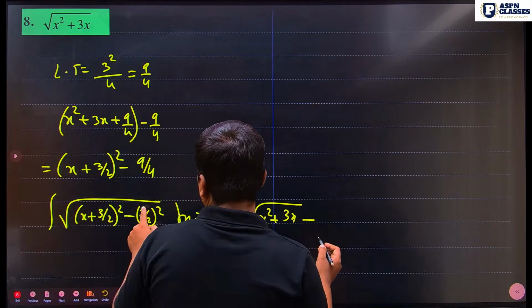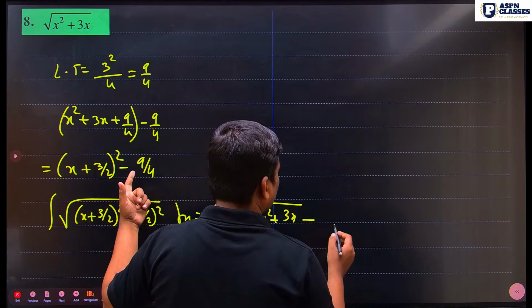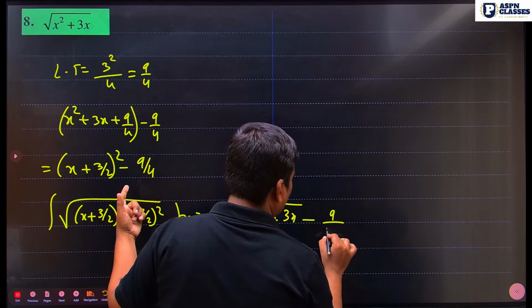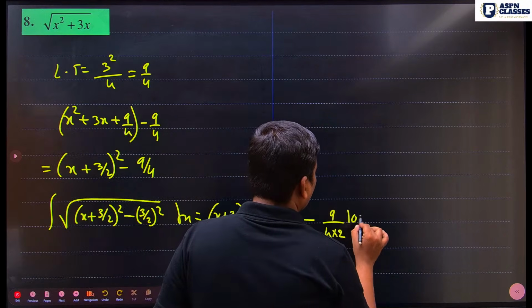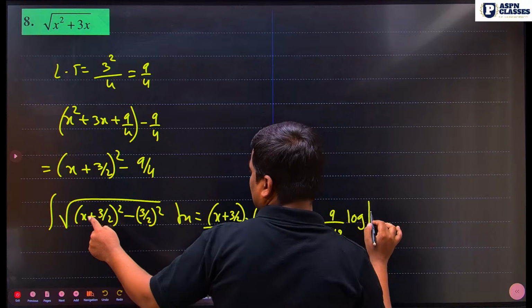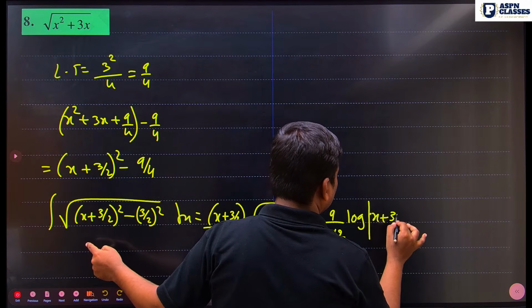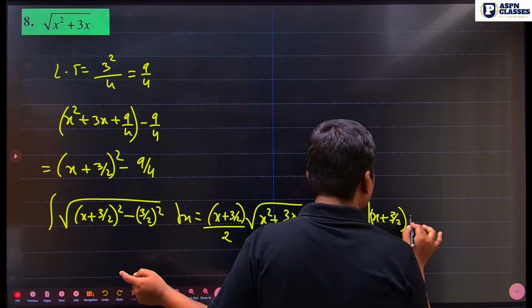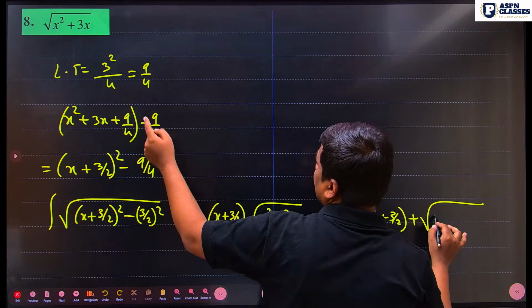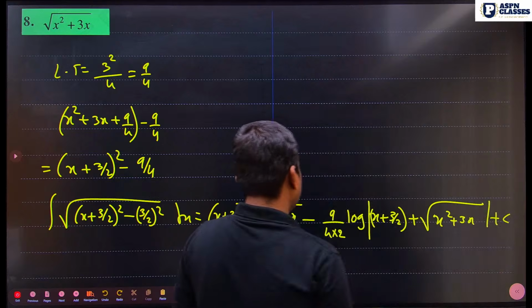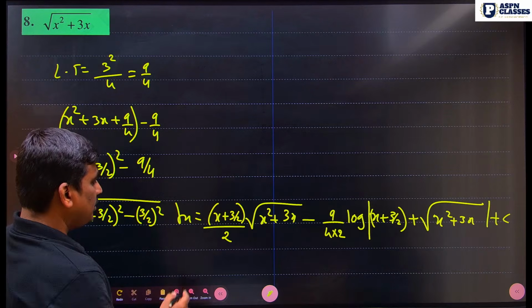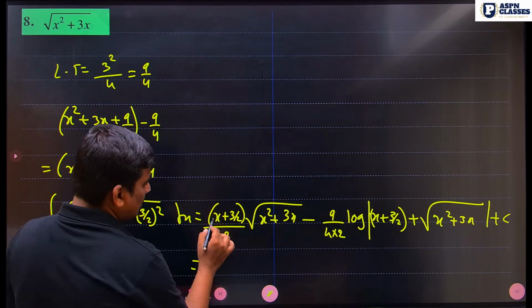What is the a here, friends? 3 divided by 2 squared, so it is 9 by 4 into the formula. Again one more 2, write it now. And then log of mod of x. What is x? X plus 3 by 2. Then plus square root of, again here the question: x square plus 3x, plus c. If you need it, simplify by taking LCM. What is the answer, friends?